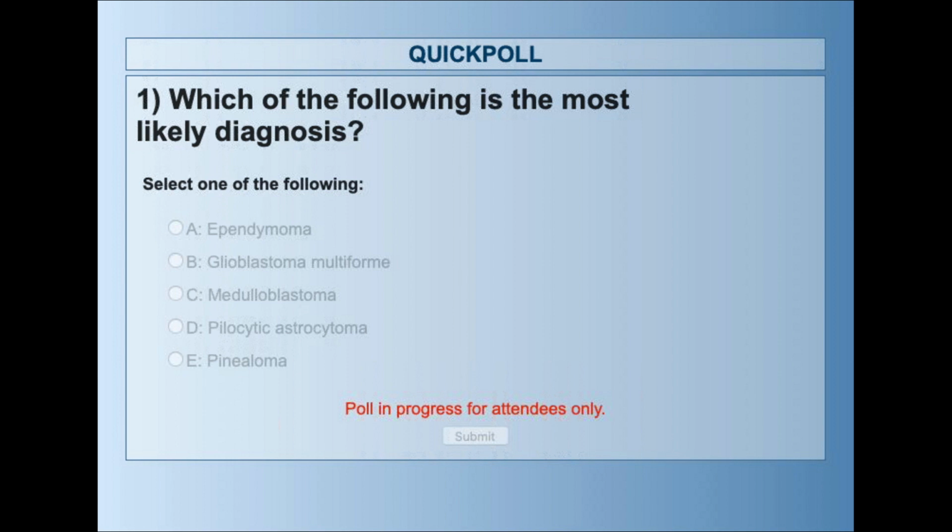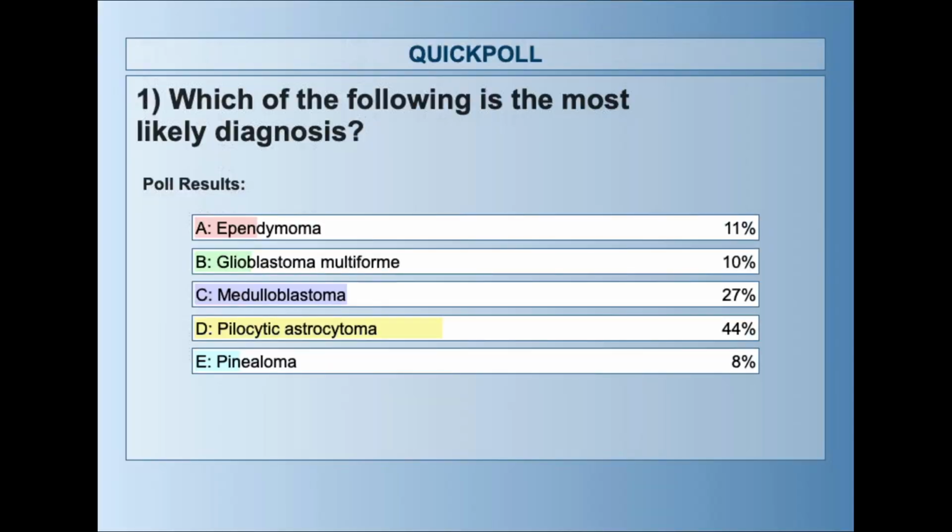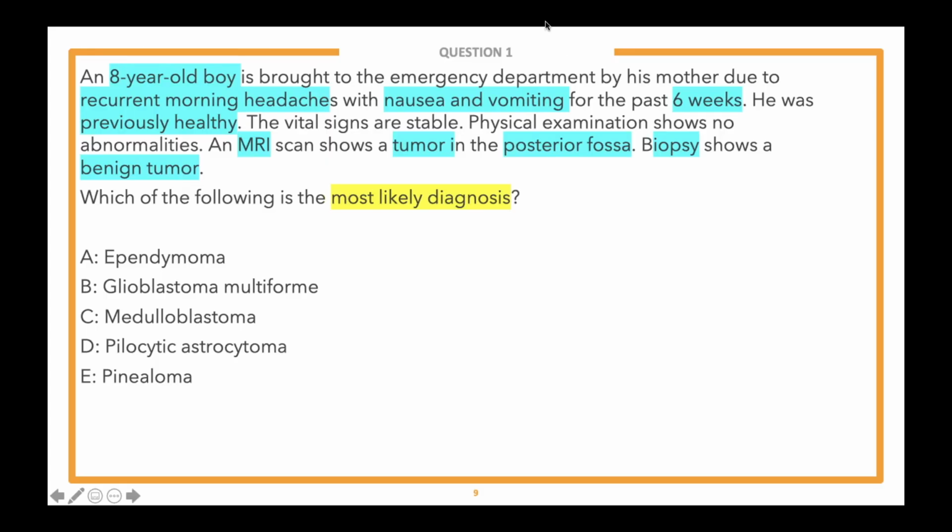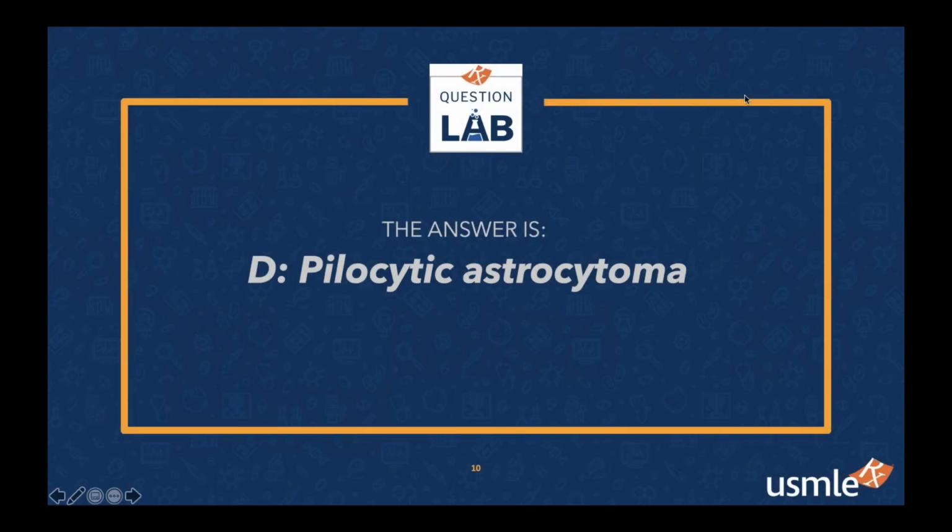All right, let's take a look and see what you selected. 44% of you selected D, pilocytic astrocytoma. So definitely a clear favorite. In second place, we had medulloblastoma. Let's see what the correct answer is. And the correct answer is D, and 44% of you got it right. So great job. Let me hand it back to Paris.